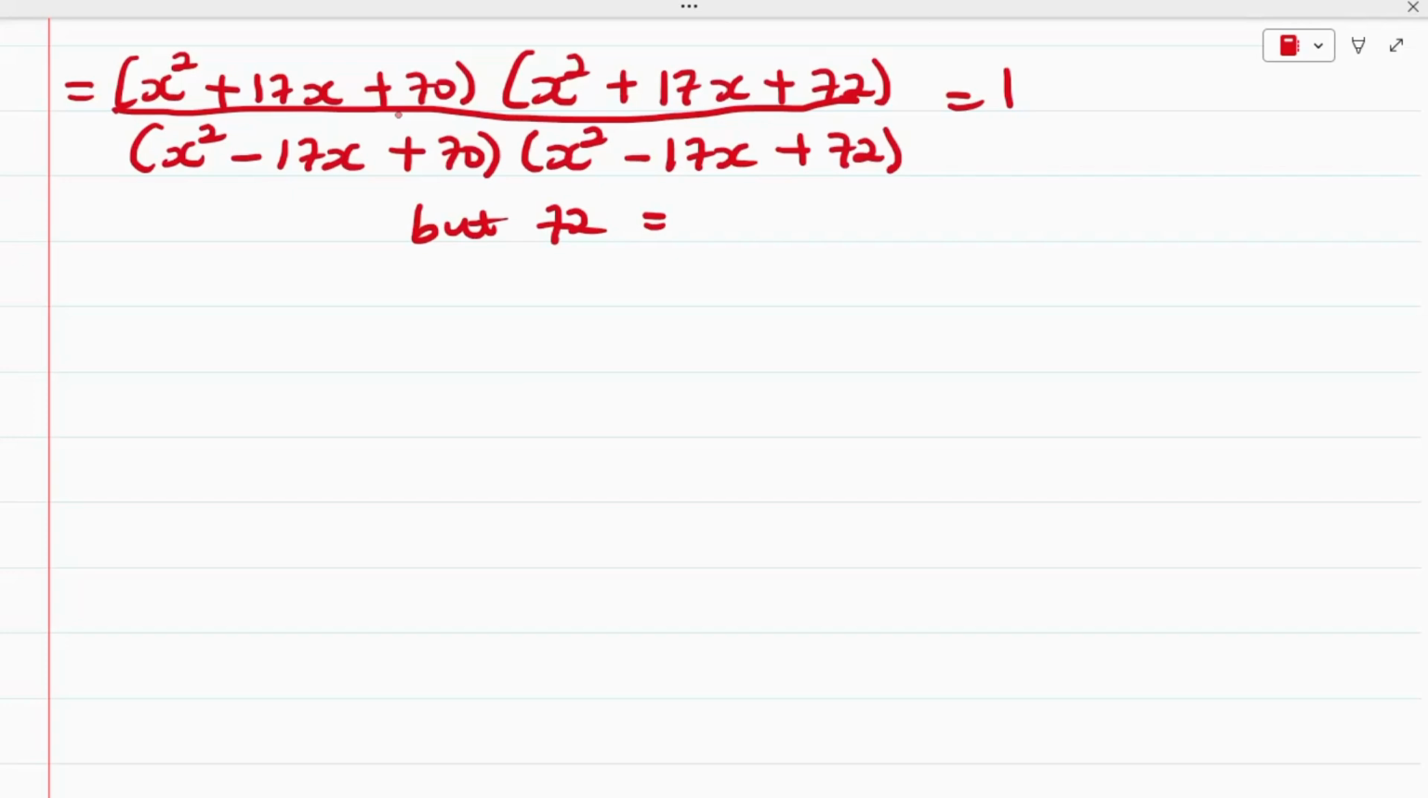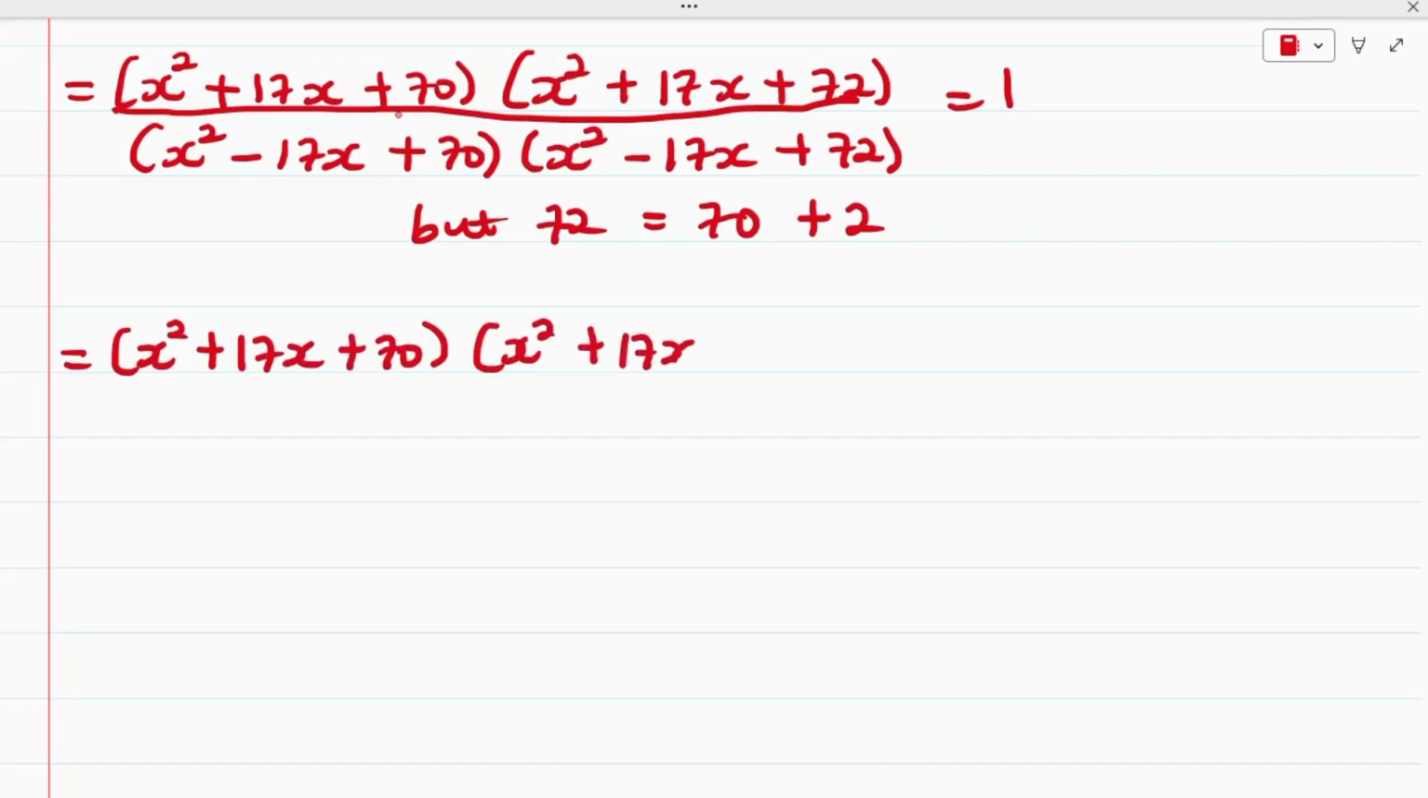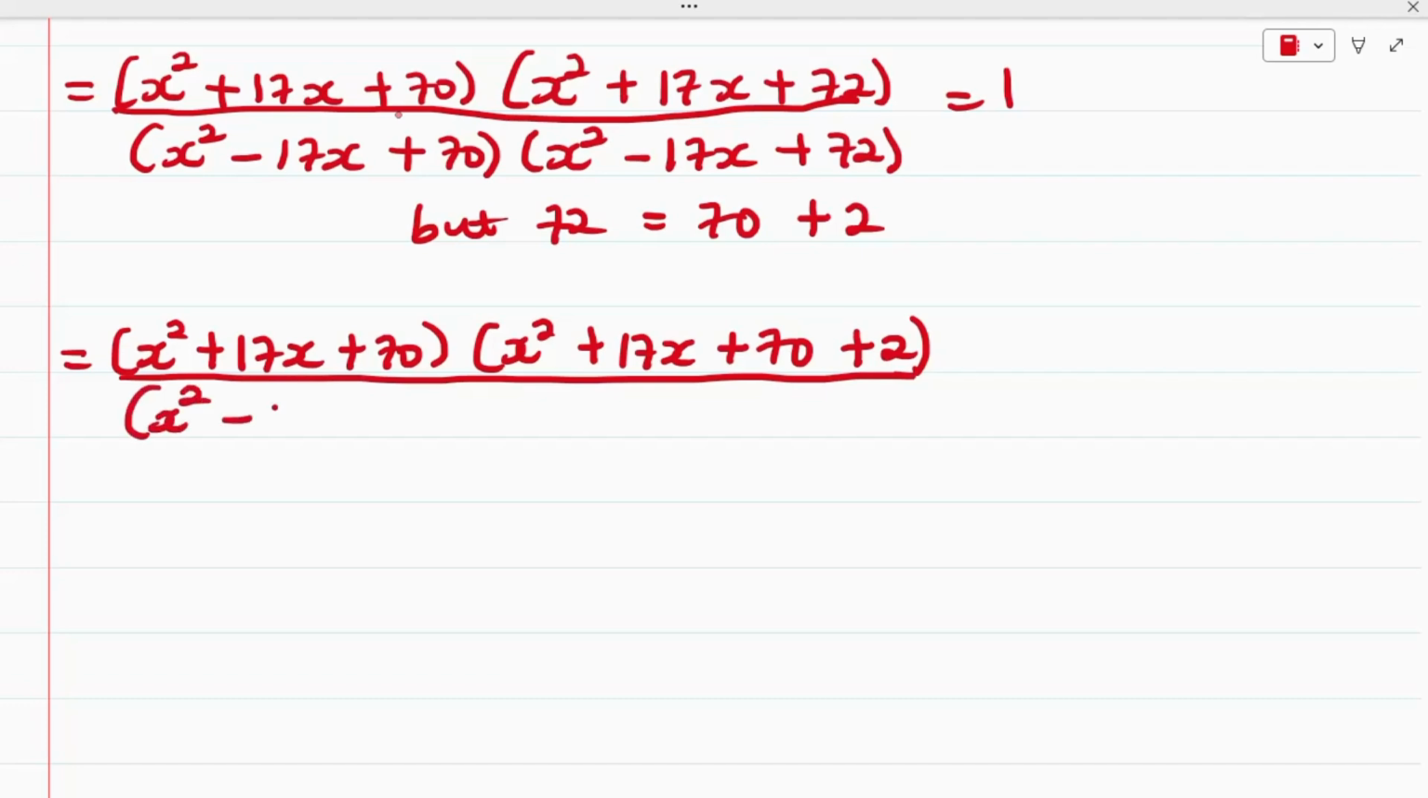Alright, so at this point, we want to simply expand 72. Now, 72 is the same thing as 70 plus 2, right? So putting this, we have (x squared plus 17x plus 70) multiplied by (x squared plus 17x plus, instead of 72, we're going to write 70 plus 2), divided by, same thing for the denominator, (x squared minus 17x plus 70) multiplied by (x squared minus 17x plus 70 plus 2), and this is equal to 1.